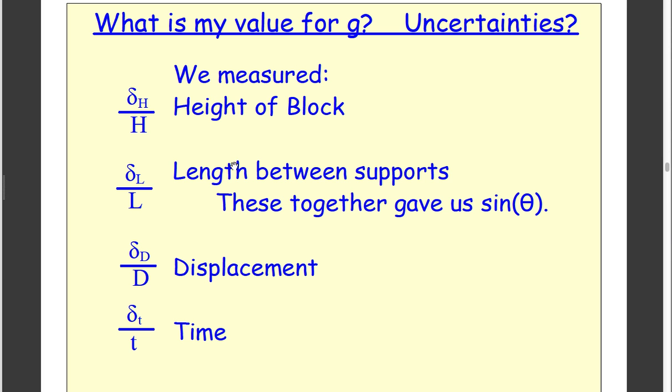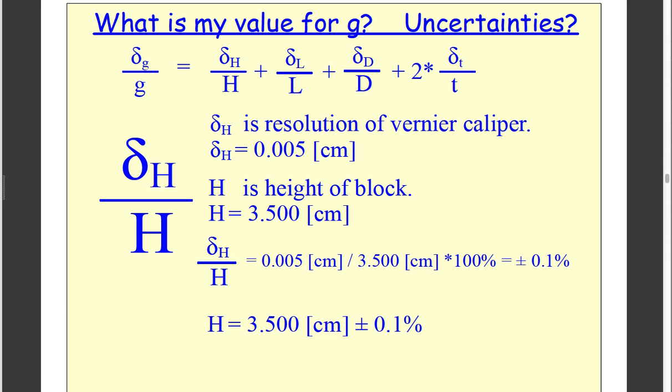We measured the height of the block and the length between the supports. Those two together gave us sine theta. And each of those has its own relative uncertainty. We take the uncertainty in length and divide by the length, the uncertainty in displacement divided by the displacement, and so on and so forth. To find the relative uncertainty in G, we sum all of these up. But we need to find what each individual component is. What is each term? The delta H over H we'll evaluate first.